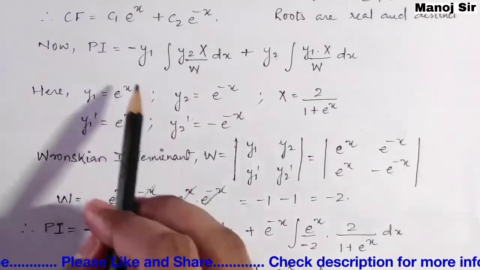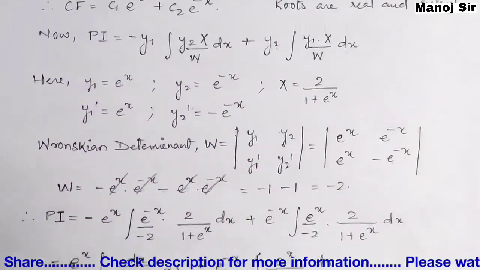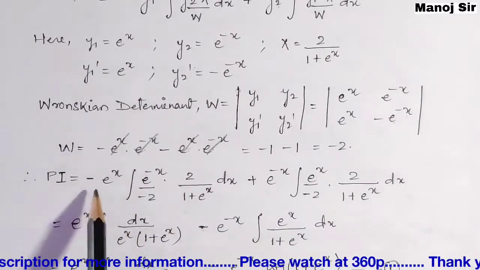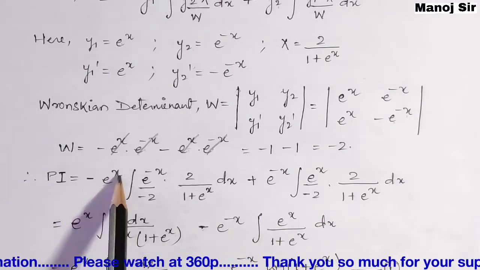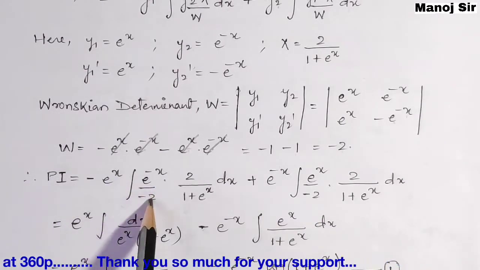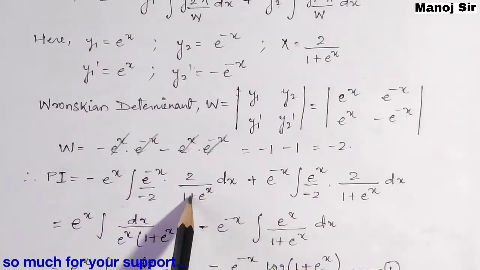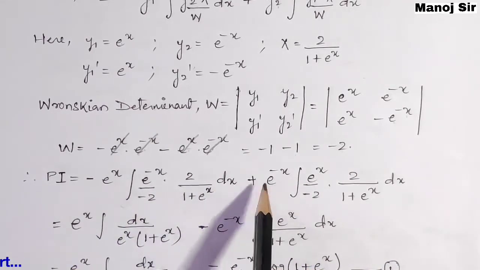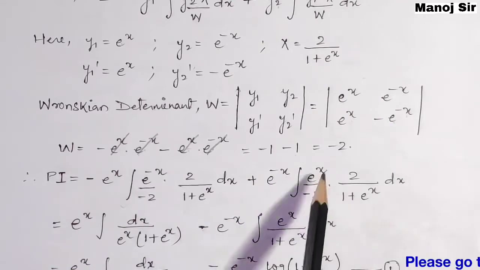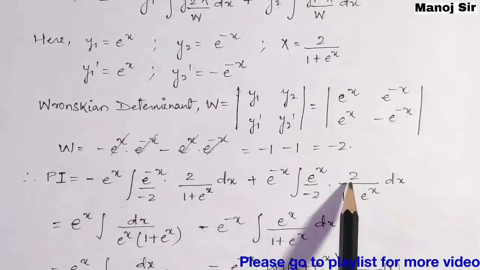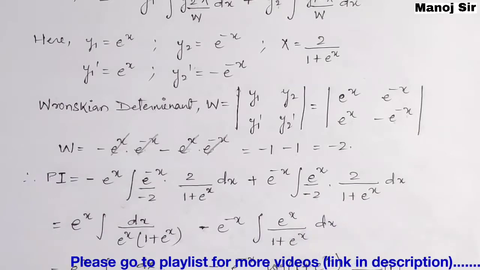Now coming to the PI part using this formula. So we can say PI equals minus of e to the power x integration e to the power minus x upon minus 2 into 2 upon 1 plus e to the power x dx, plus e to the power minus x integration e to the power x upon minus 2 into 2 into 1 plus e to the power x dx.